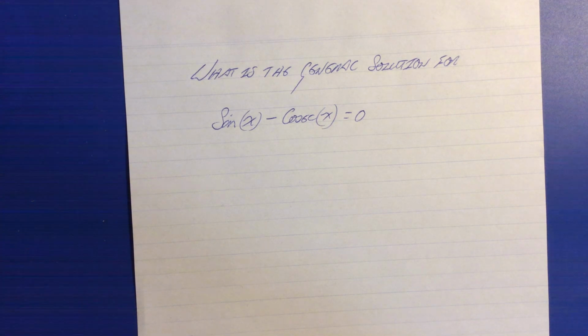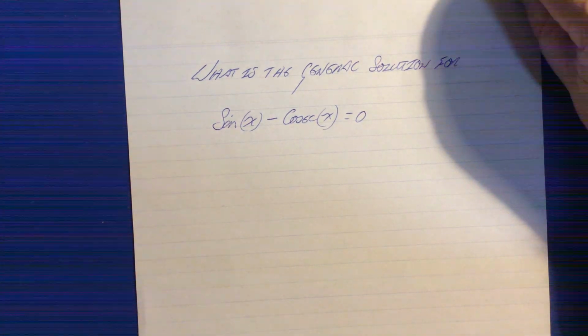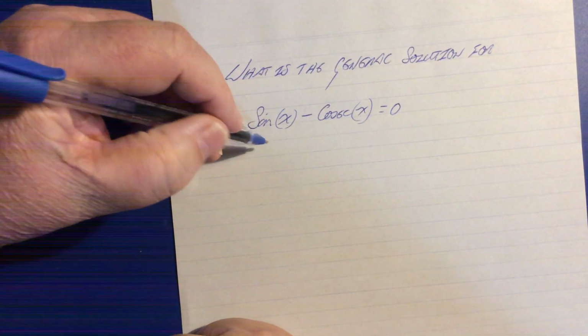What is the general solution for sine x minus cosec x equals 0? This is a tasty problem, and there are at least a couple of ways of doing this. The way that I've chosen to do it is to use a fairly simple trig identity, I suppose you'd call it. And I'll point to that now. It's down the bottom of the page. A cosecant is equal to 1 over the sine. So the first thing I'm going to do is rewrite this in that form.